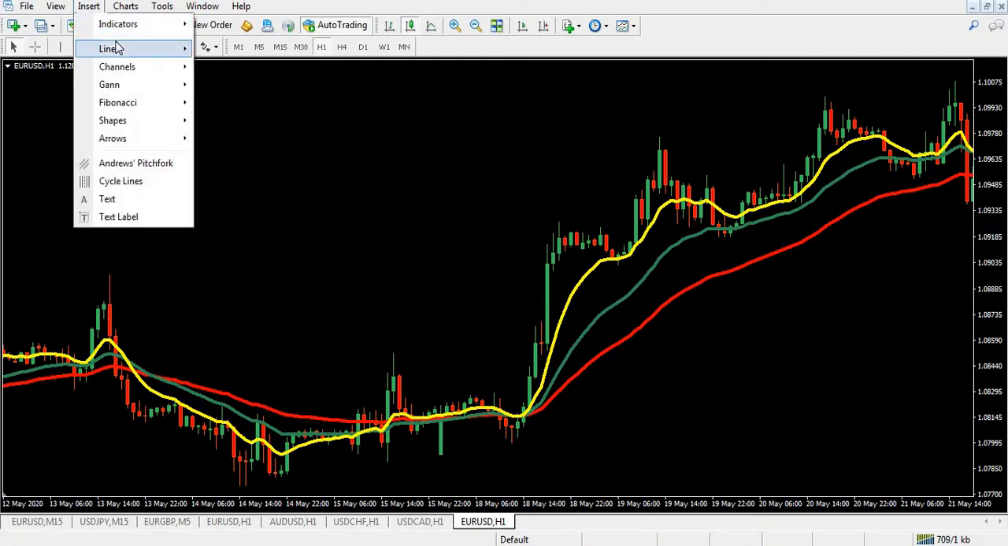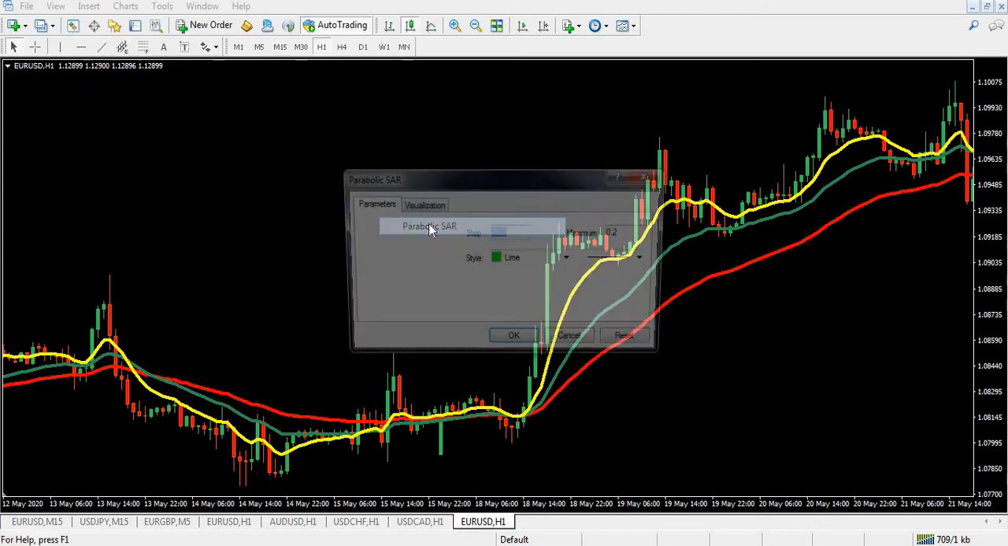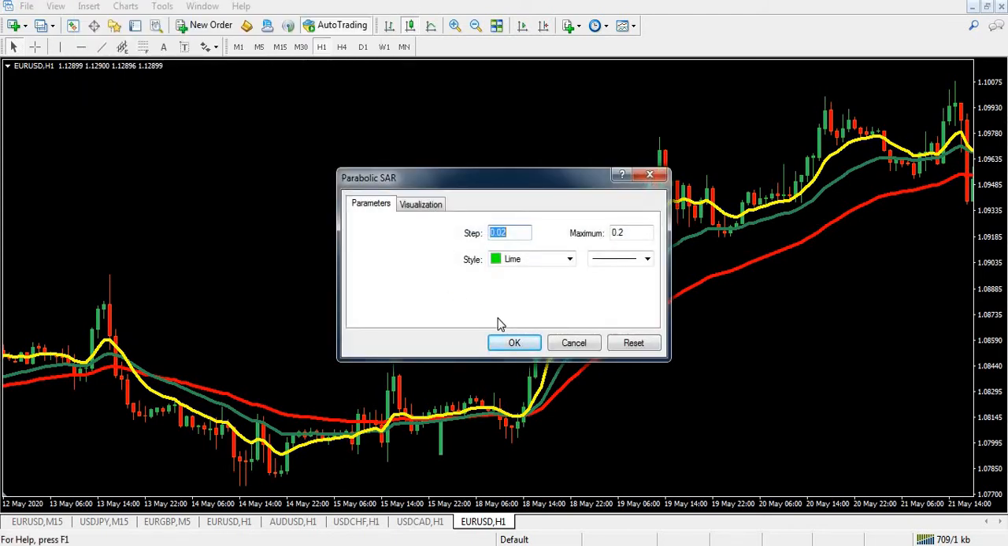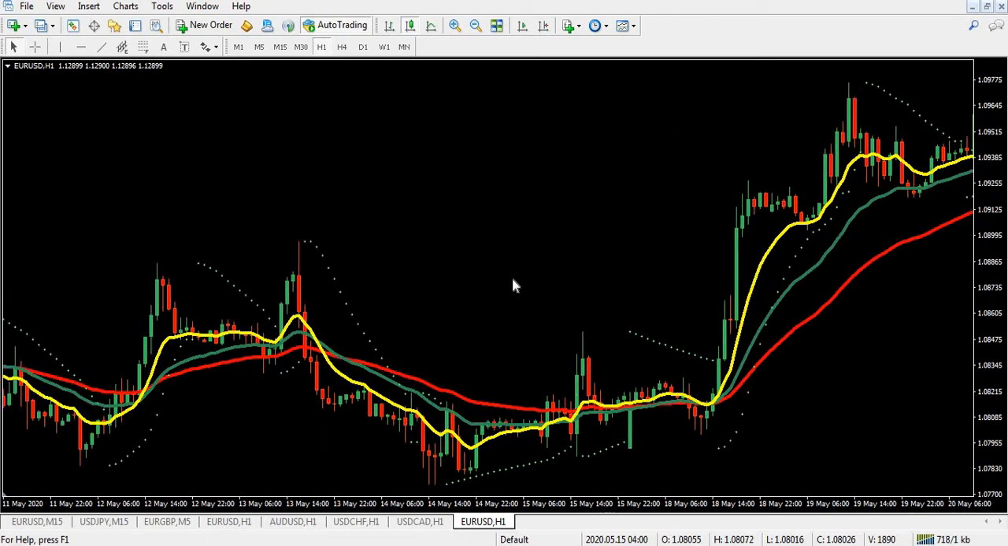And then the last indicator will be the parabolic SAR. We're going to leave it to default settings. Color will be green.